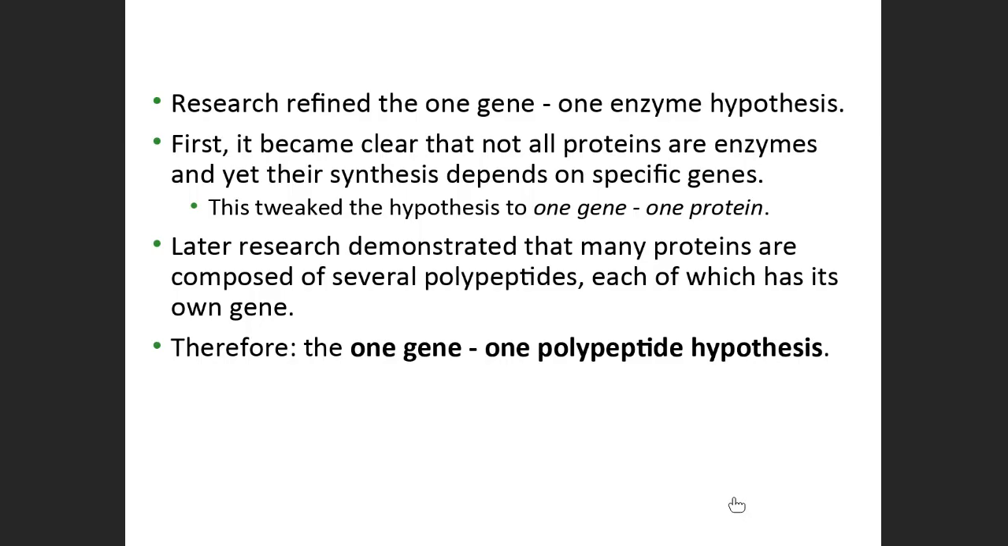So originally, they thought that one gene coded for one enzyme. So, the one gene, one enzyme hypothesis. All enzymes are proteins, but not all proteins are enzymes. And so many other proteins are encoded by the genes, and so they tweaked the hypothesis to one gene, one protein. And that protein may or may not be an enzyme. But then later research demonstrated that many proteins were composed of multiple subunits, right? Multiple polypeptides. And so then they came up with one gene, one polypeptide as their hypothesis.